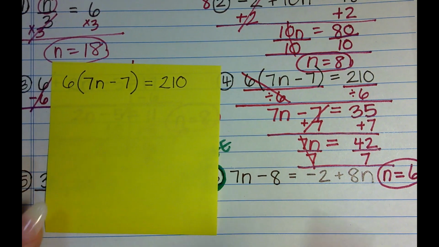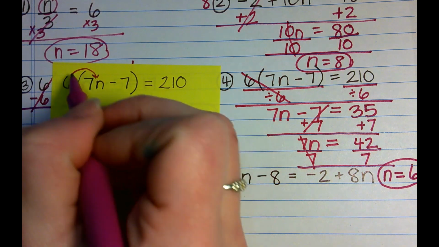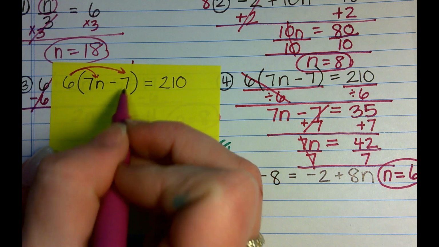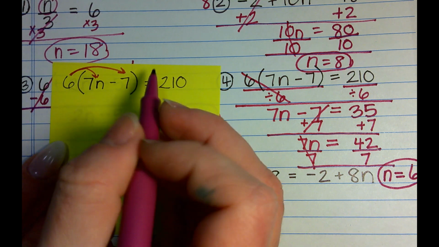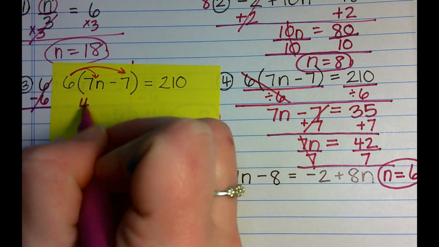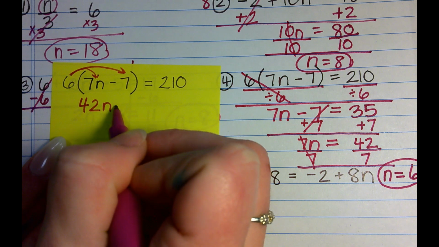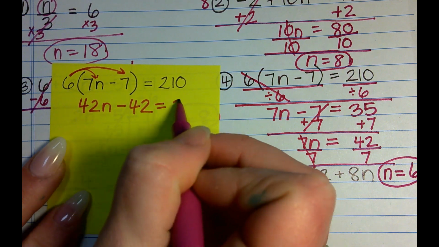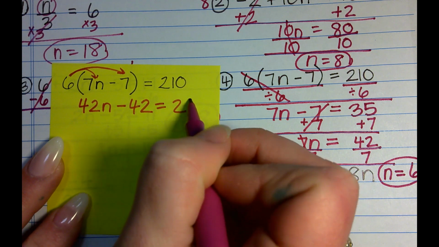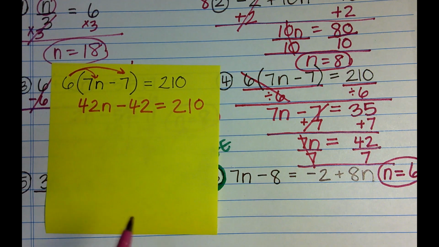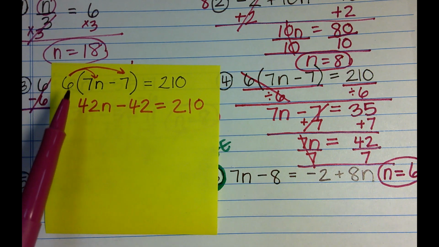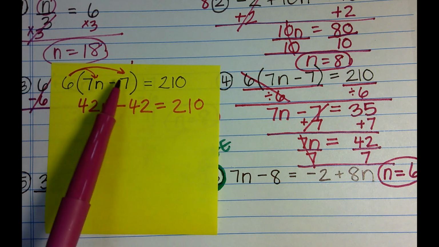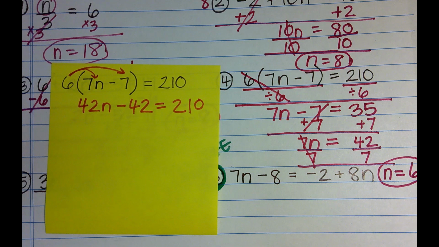Okay, so if you did it a different way, tell me, what did you do first? I distributed. You distributed 6 into 7n, and then the 6 into minus 7. Perfect. And what did that give you? 42n minus 42. Perfect. Let me just bring the rest down. So 42n minus 42 equals 210. We got that by multiplying. 6 times 7n is 42n. 6 times minus 7 is minus 42.